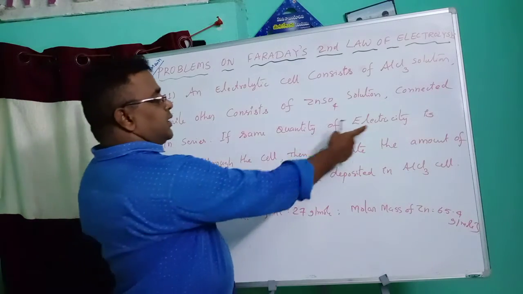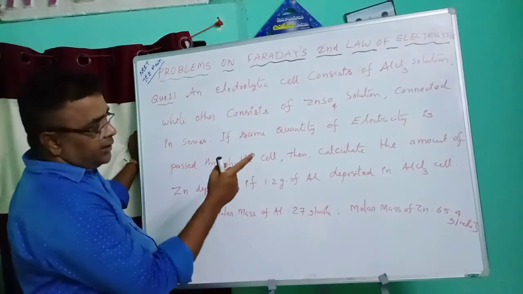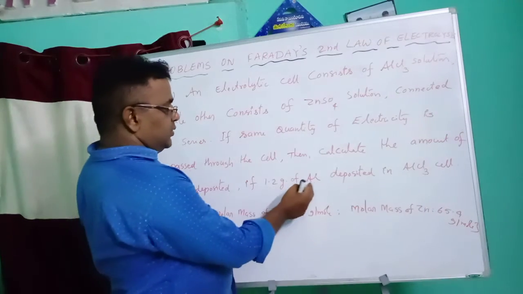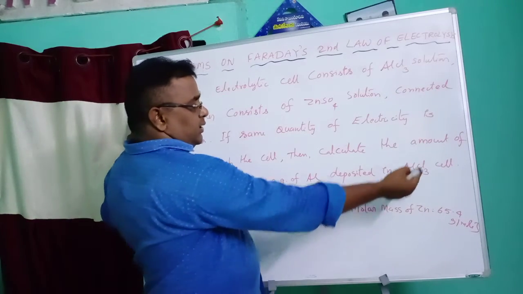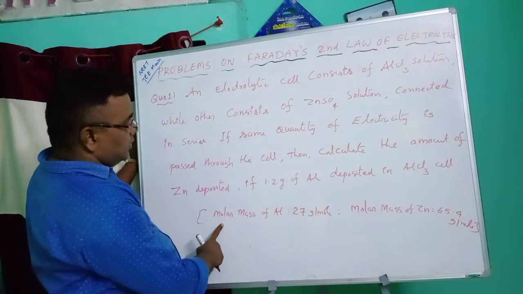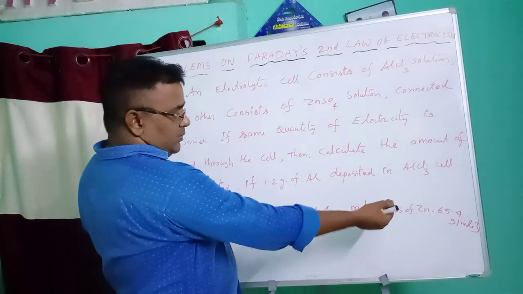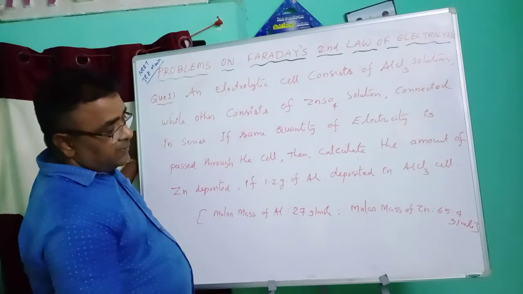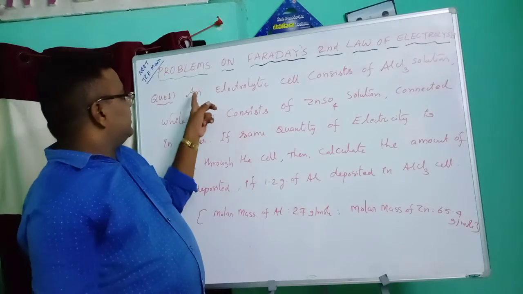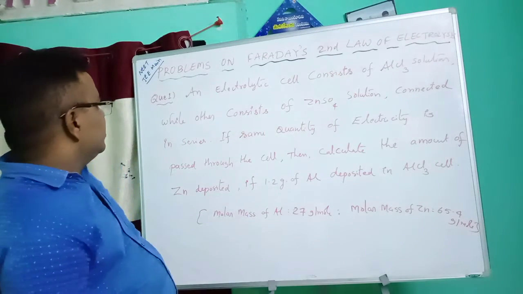If the same quantity of electricity is passed through the cell, then calculate the amount of zinc deposited if 1.2 gram of aluminum is deposited in the aluminum chloride cell. Given the molar mass of aluminum is 27 gram per mole and the molar mass of zinc is 65.4 gram per mole.